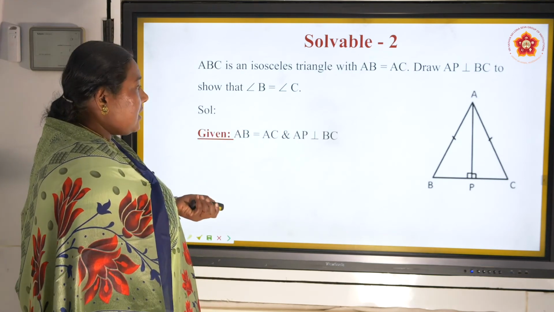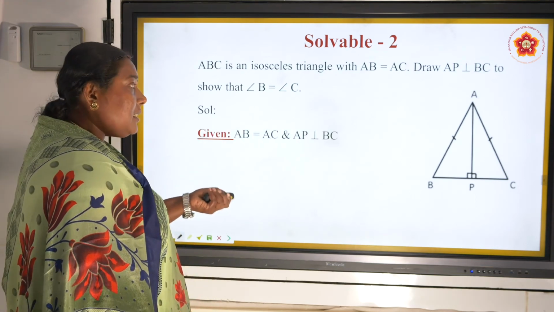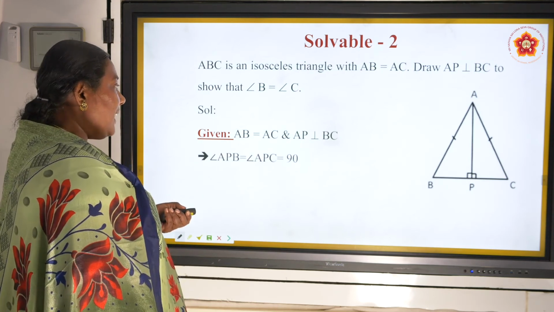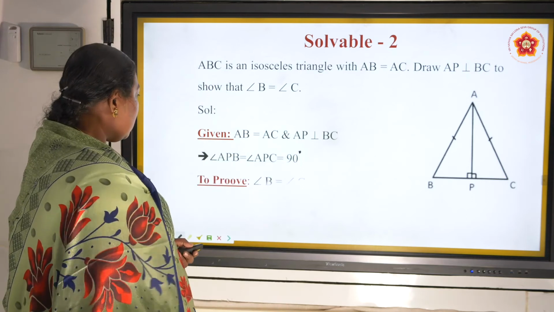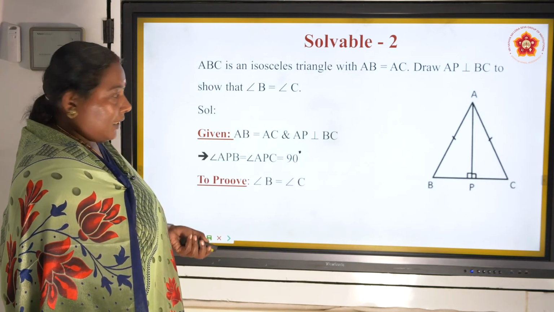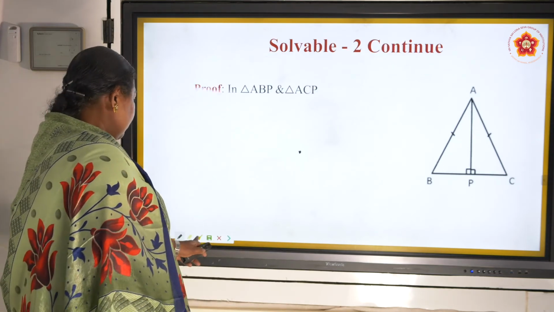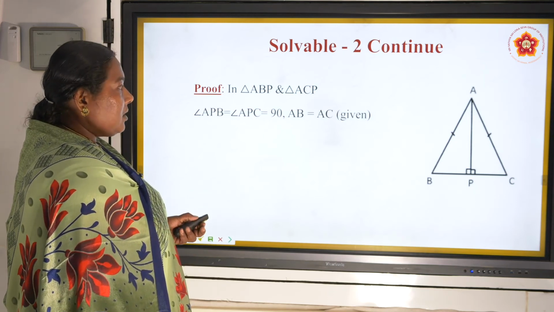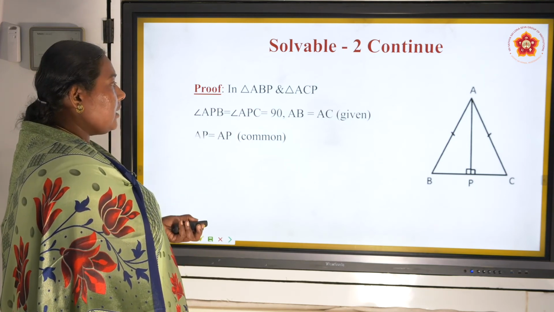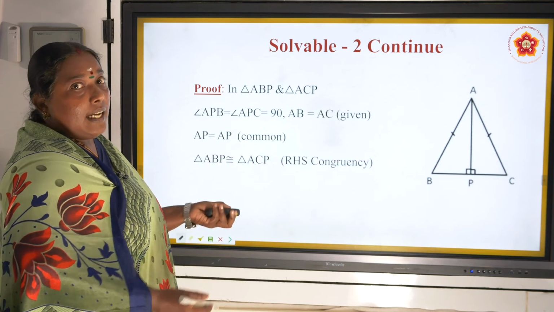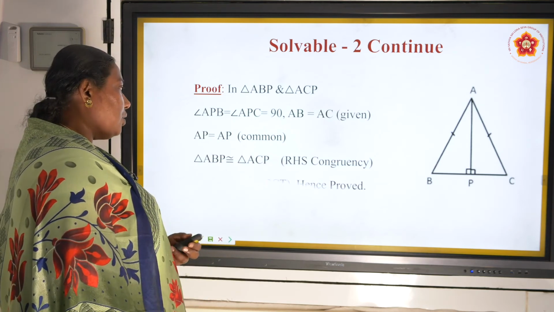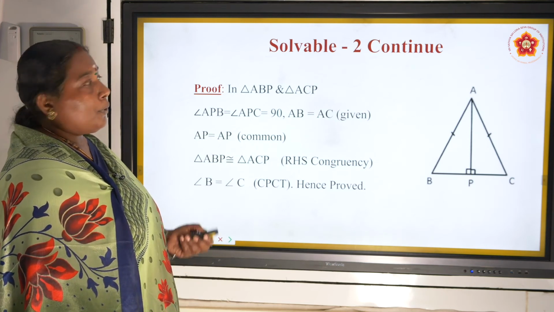Given AB and AC are equal and AP is perpendicular to BC, so I will get the angle as 90 degrees. Next, to prove angle B is equal to angle C, what am I going to tell? AB is equal to AC, the angles are 90 degrees, and AP is common. So by RHS congruency, both the triangles are congruent and hence it is proved.